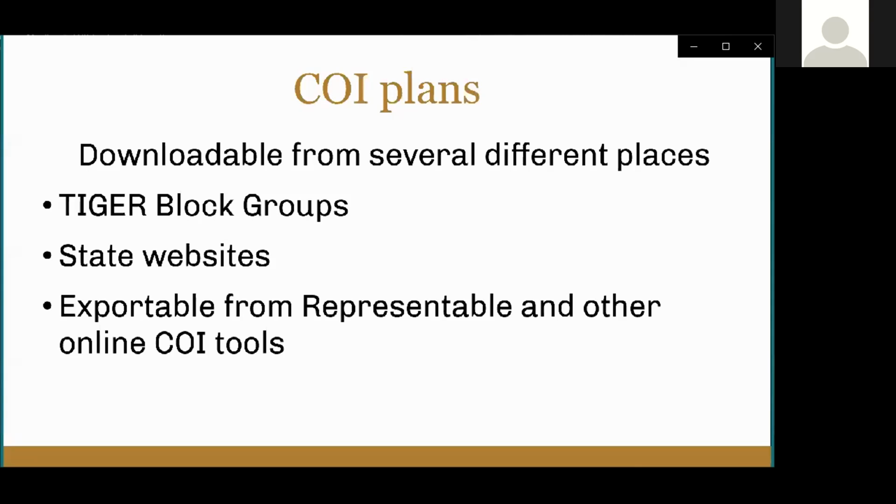Tiger block groups are what most of the COI software uses to have people draw where those maps are. There might be state websites with a collection of the community of interest maps that were used in drawing the final maps. And if you have people who have used Representable and other online COI tools, frequently they will have exportable data that you can import back into QGIS and use to see if a particular plan respected a particular COI.